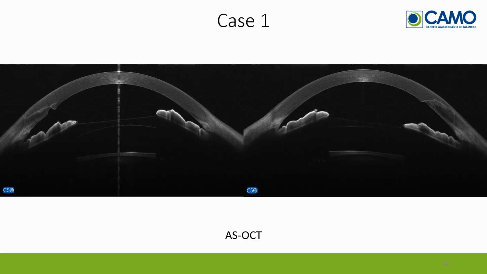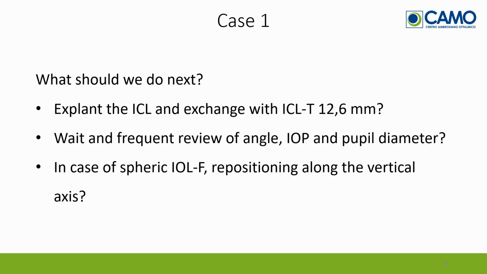So this is the anterior segment OCT postoperatively. You can see the ICL sitting very high with respect to the crystalline lens. The iris is shifted forward. Anterior chamber is slightly more shallow. So the question is, what should we do? We are facing a patient who is extremely delighted about the result, is comfortable, pressure is normal, but we know that this lens has a very high vault.